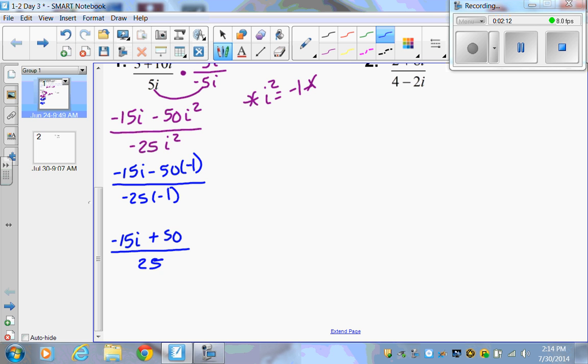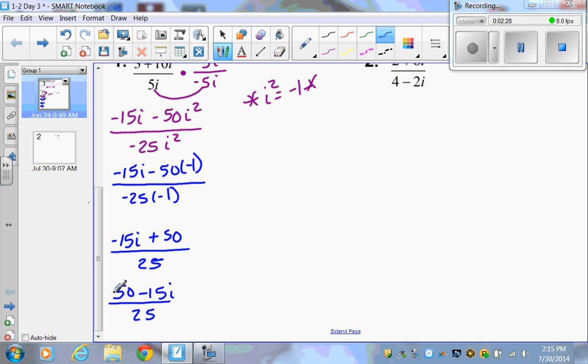Next thing you want to do is put this in standard form. So the numerator needs to be rewritten in standard form. The real number is going to come first, in this case 50, and then the imaginary number of -15i. And that's all over 25.